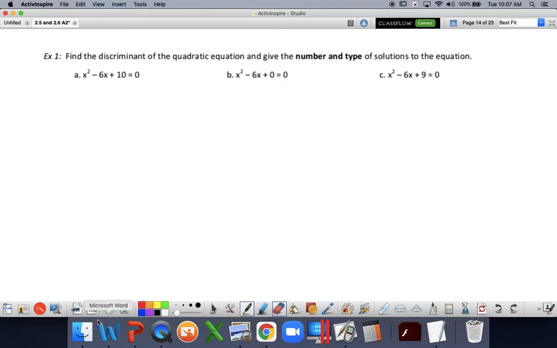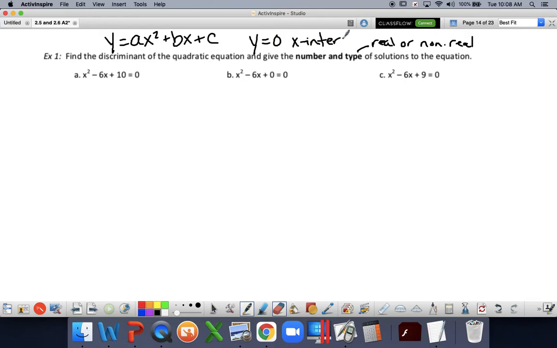So let's go ahead and look at some examples. Say I just want to determine the number and type of solutions. And by type, I mean real or non-real. And notice that these examples are all very similar. The only thing that's different is that c value. Remember, our quadratic equation is going to be written in this form. And I need to set y equal to 0 because I'm finding x-intercepts. We did that with linear equations, and we're going to do that now. So notice these have all been set equal to 0 already.